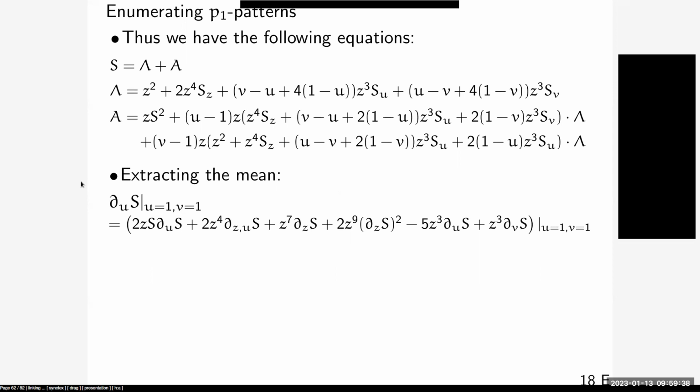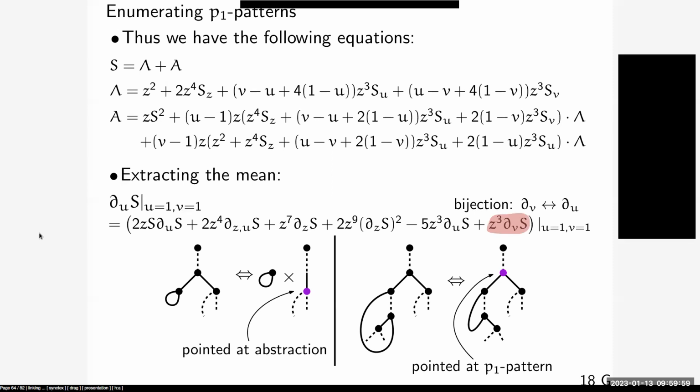And if you wanted to try the same trick as before to extract the mean, to do a little pumping, we arrive at the unfortunate situation where we have an equation which has derivatives in Z, U, and V. And so this is a bit of a problem, right? We cannot pump if we have all three variables here. Thankfully, though, there's a bijection between terms pointing at one of these auxiliary patterns and terms pointing either at an abstraction or a P1 pattern. So by some kind of magic, a little bit of bijective magic here, we can replace this Z to the 3 dV with some combination of dU and dZ.